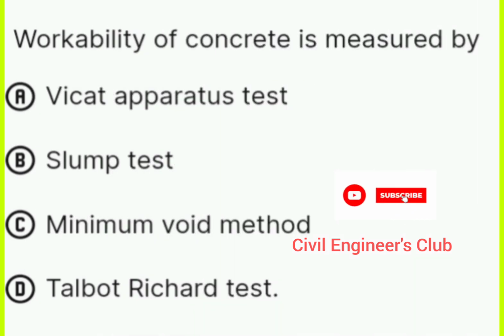Next question: workability of concrete is measured by option A, Vicat apparatus test; option B, slump test; option C, minimum void method; and option D, Talbot Richard test. Here the correct answer is option B, slump test. So workability of concrete is measured by the slump test.